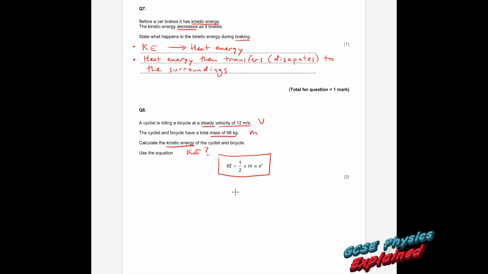So kinetic energy is a half mv squared. We just literally need to bang the numbers in. Remember to square the 12 and do that first as well. So do 12 squared. So 12 times by 12 times by 68 times by a half. That comes out as 4,896. And that'll be joules.